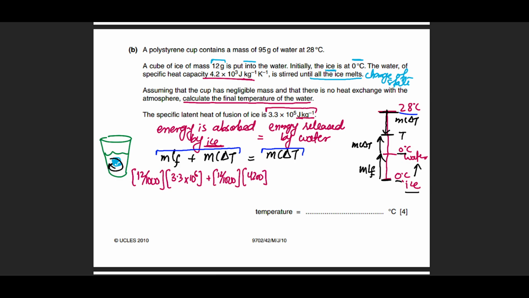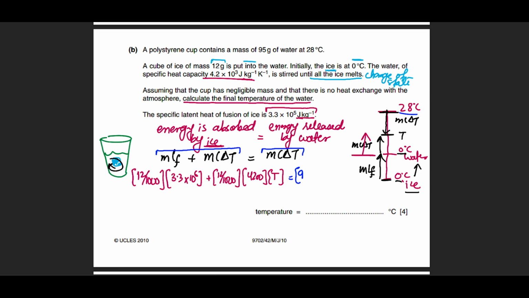So 4200 into change of temperature. Now water has to go from 0 to that final temperature, so it will be T minus 0. So we are simply writing down T. On the other hand, we have water that has to release this energy to eventually heat up ice.